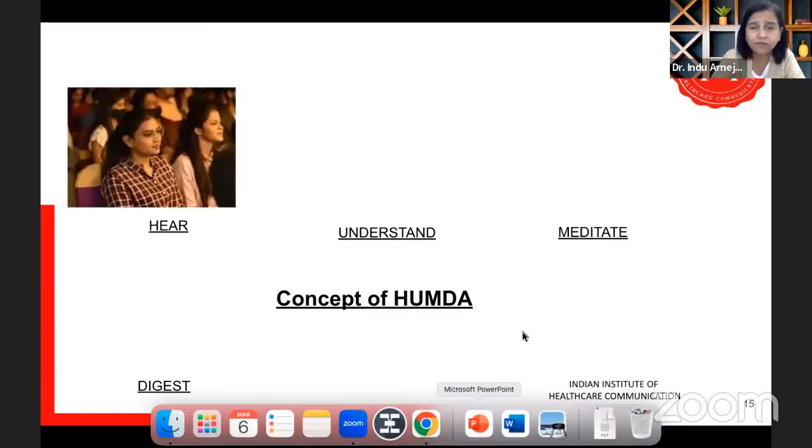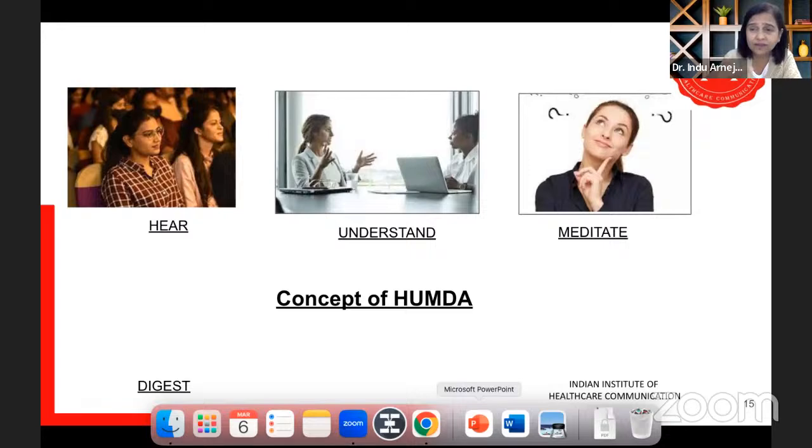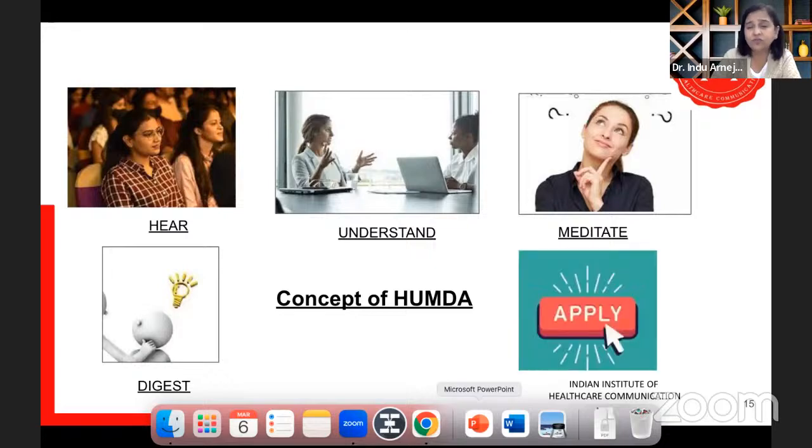So adults would hear first, but before they actually start applying, they try to understand and also meditate. They start thinking about it. Is it making sense? Is what the facilitator is saying meaningful, useful, helpful, true, applicable, feasible? If they find it useful, they would digest and also apply. But we have to have patience to let that happen. So the concept of HUMDA gives us clarity that it won't happen all of a sudden. Things won't happen overnight. People will take time, they will listen, they will understand. You have to give them an opportunity to think about it, assimilate, and then apply. So I think this gives us a fair idea about adult learning.